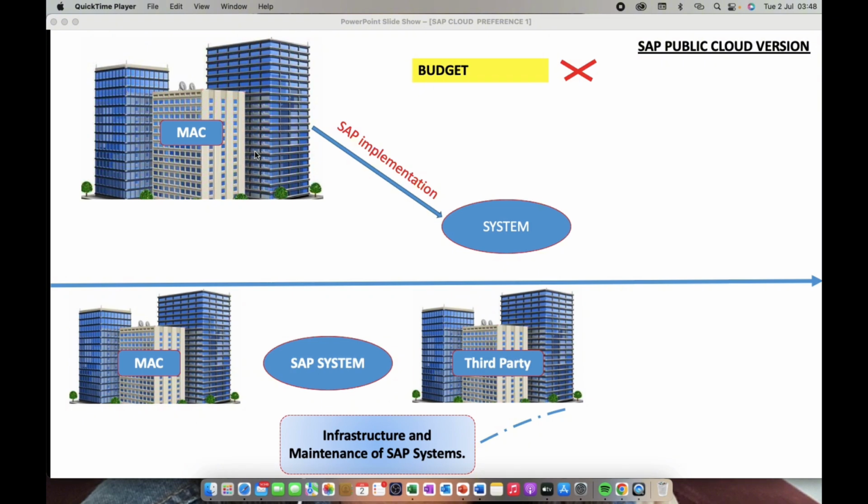The second one is that I have finance to get this SAP software, but I don't have enough finance. So at this point, we're looking at the cost. I need the SAP software, but I don't have enough finance to implement it. And at this point, I am having some sort of cost restriction, okay?